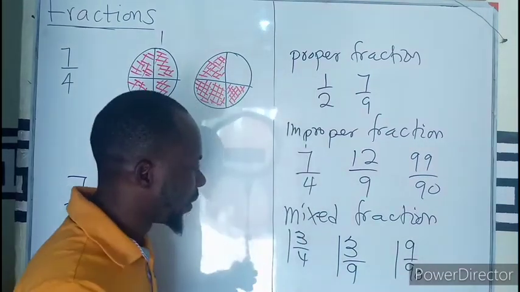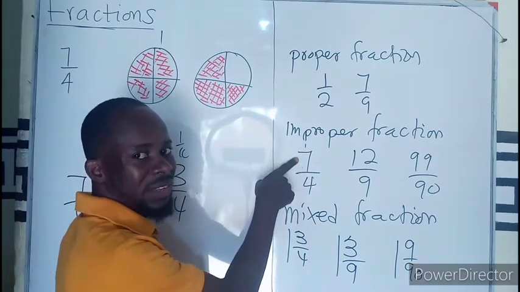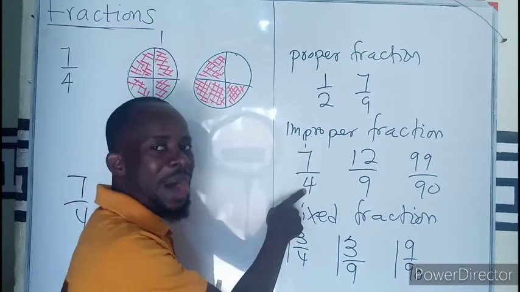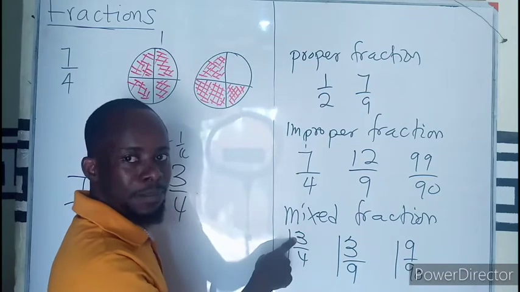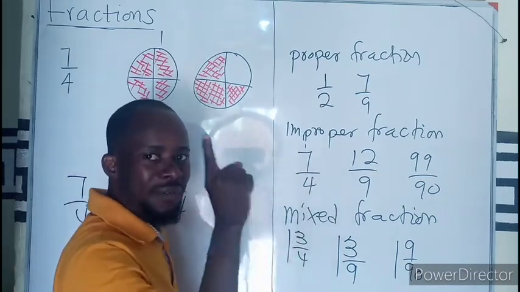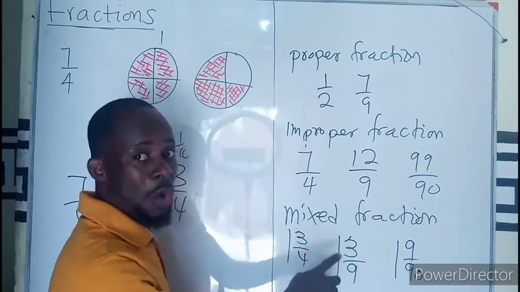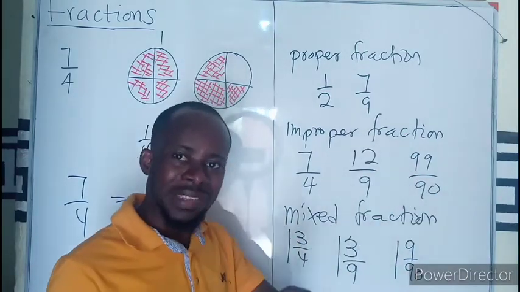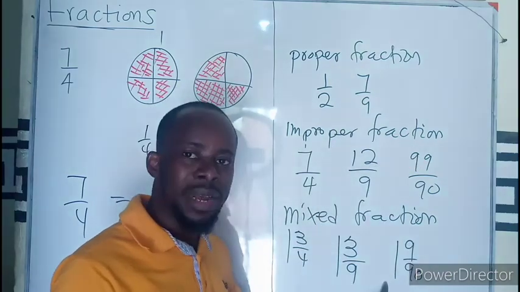How do we get it? If you check carefully, if you subtract this from this, you'll be left with 3. Or if you divide 7 by 4, you have 1, remainder 3. That's the one you're seeing here. If you divide 12 by 9, you should have 1, remainder 3 over 9. Forget about the common factor. This is also going to be dividing 99 by 90. You can only get 90 in 99 once. So that is 1, remainder 9.